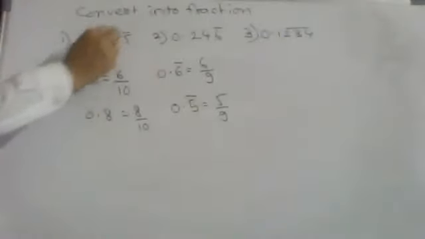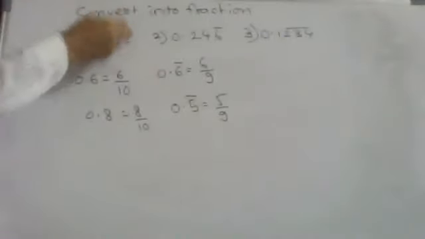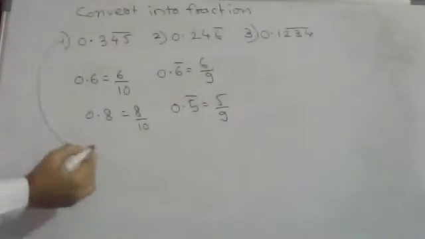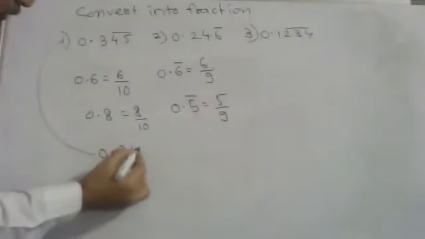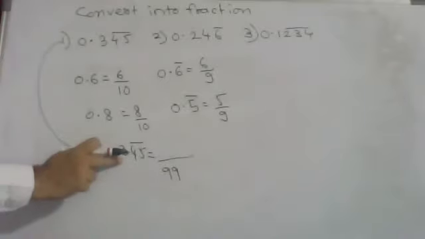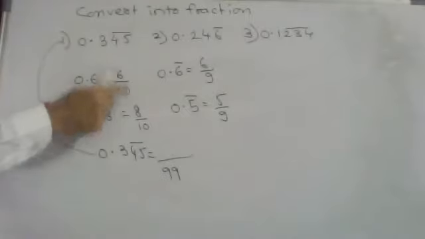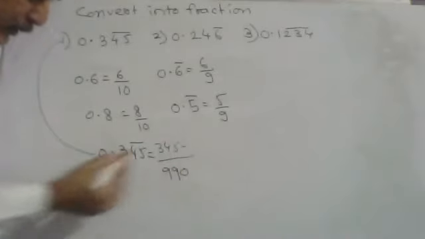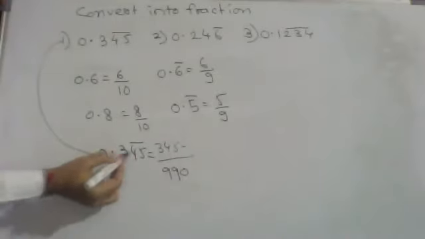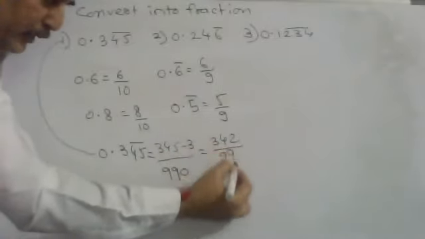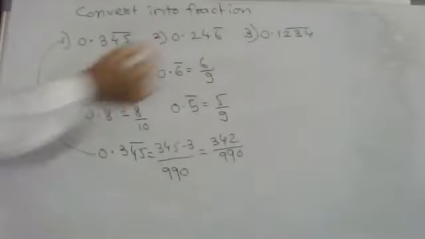So in 0.345, on how many digits is there a bar? 2 digits. So I will write 2 times 9. One number is not having a bar, so write 0. Now 345, write down the full number, 345 minus the number which is not having a bar, minus 3. So it will be 342 upon 990. Clear?